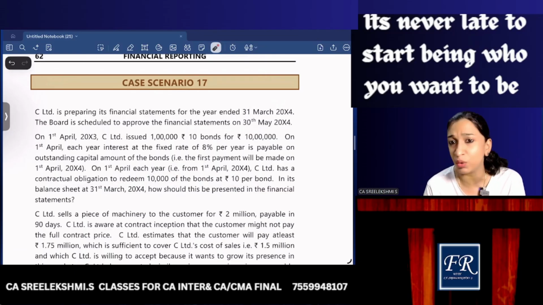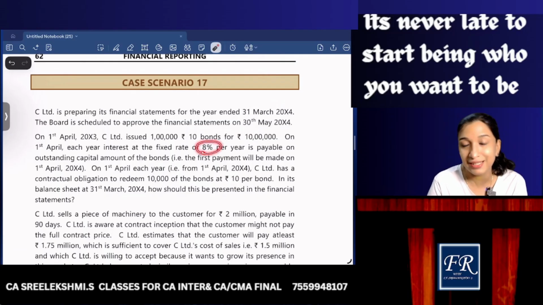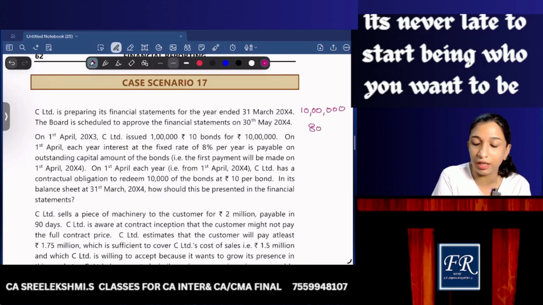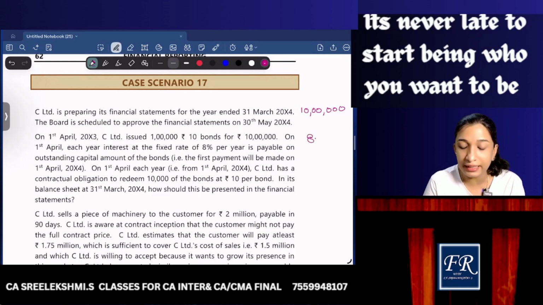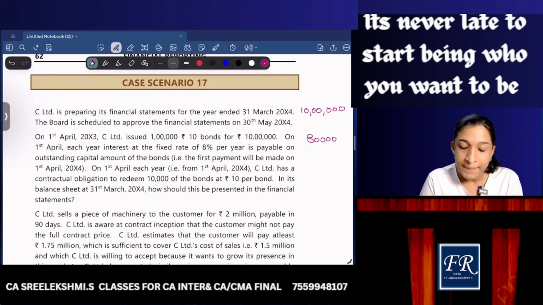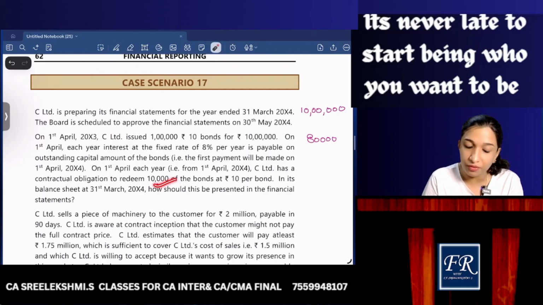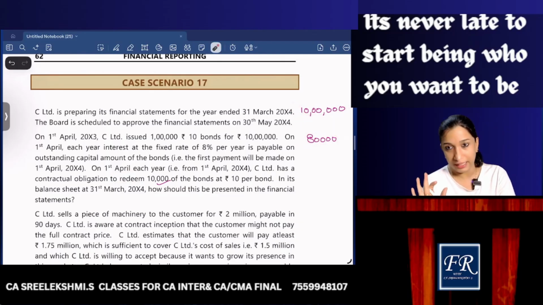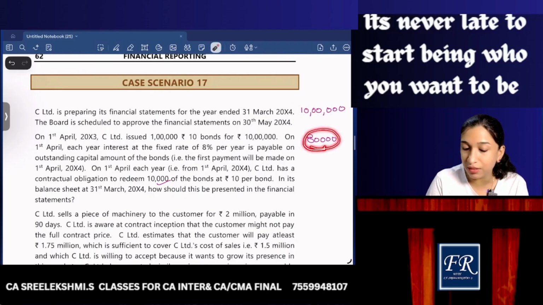Normally we find out the fair value of the loan, but here the market rate is not given. So the actual rate is the market rate, let's assume. So the loan amount will be 10 lakhs only. There is a total loan of 10 lakhs and 80,000 interest payable. That is, interest payable not at the end of the year, but at the beginning of the next year. And it is also given that 10,000 of the bonds at 10 is redeemable on 1st April each year. So 10 lakhs loan plus 80,000 is the total interest payable. This 80,000 interest and 1 lakh out of the total 10 lakhs will be presented as current liability.